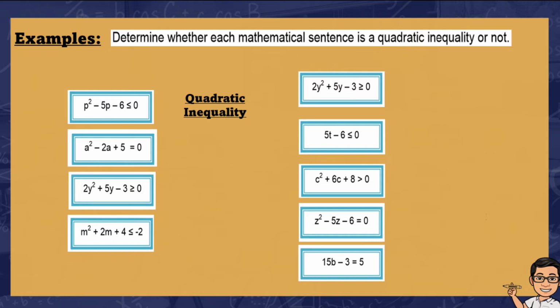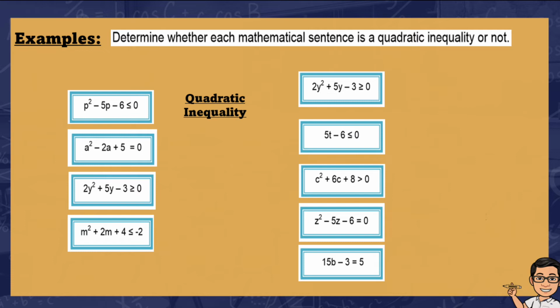So, kung babalikan nga natin yung mga naging samples natin kanina at yung technical definition, matawag lamang na isang quadratic inequality ang isang mathematical statement if it uses four kinds of symbols such as greater than, less than, greater than or equal, and less than or equal. So, in this case, ang ginamit na symbol is less than and equal. So that is quadratic inequality. Okay, so let's move on.